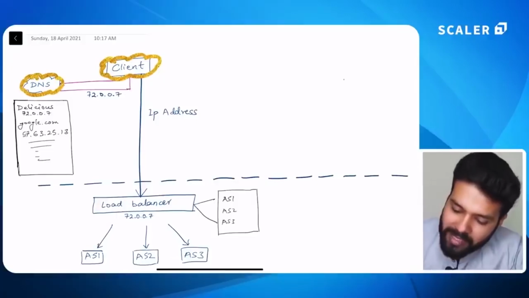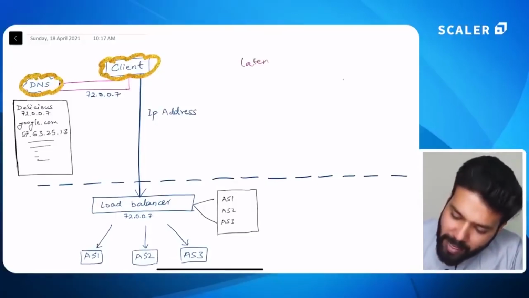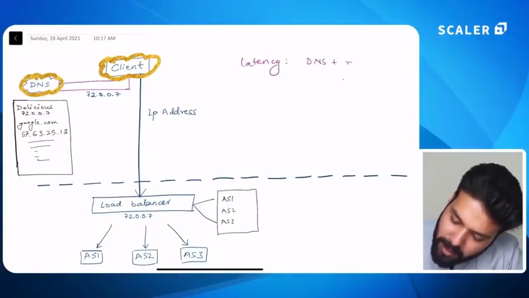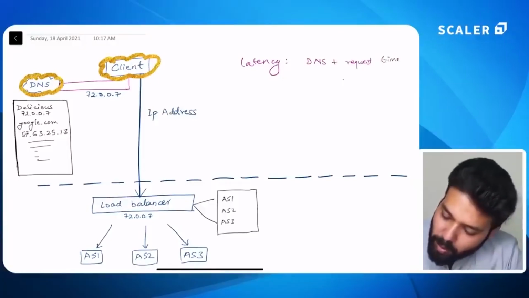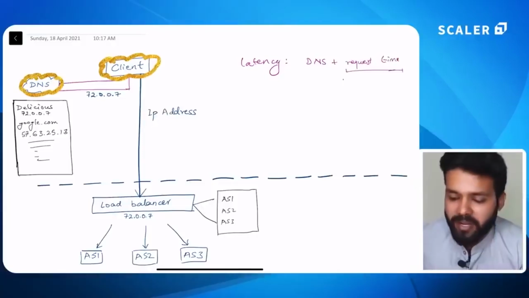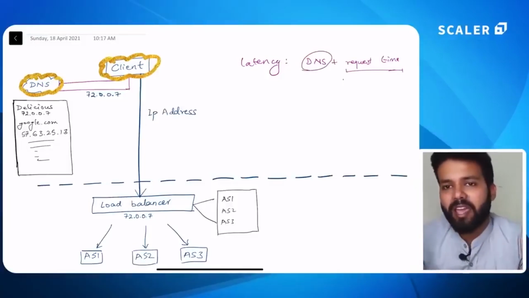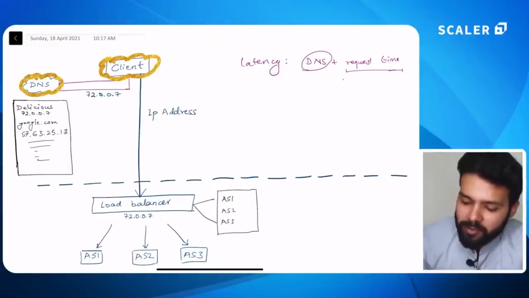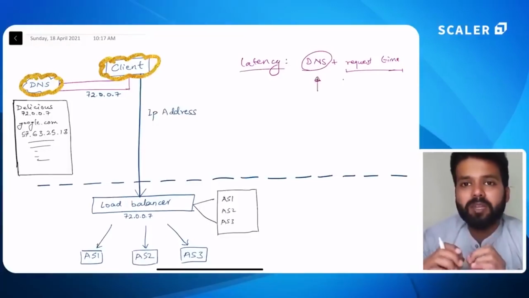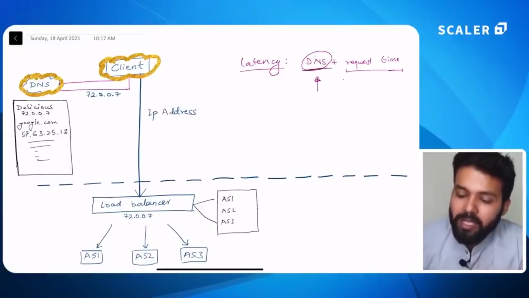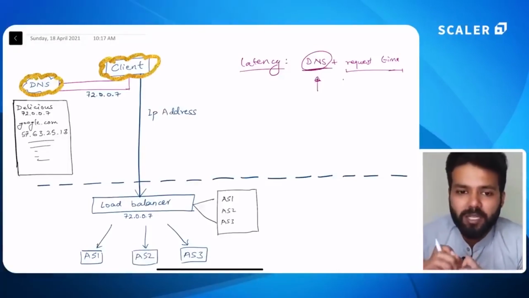What would be the total latency over here? If I have to calculate the total latency of the system, it would be DNS resolution plus the request time. So request time will be application dependent, but the time it takes for DNS resolution is same for every request on the internet. If this time is high, the overall latency of the system increases. So my goal as an engineer should be latency of the DNS resolution should be extremely low.